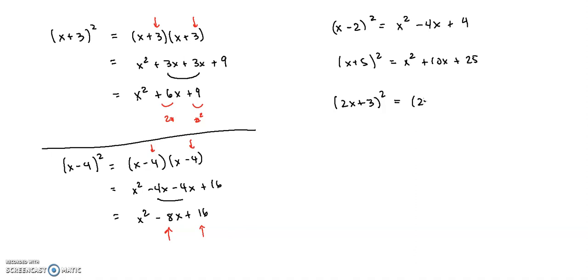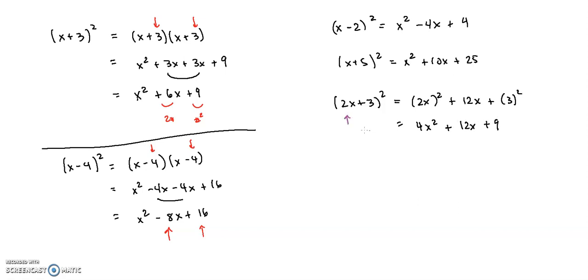So we're going to get the first thing squared, double in the middle, so the product is 6x, double that would be 12x, and then squared on the end. Okay, so we're going to get 4x squared plus 12x plus 9. Let's see if it matches the pattern.